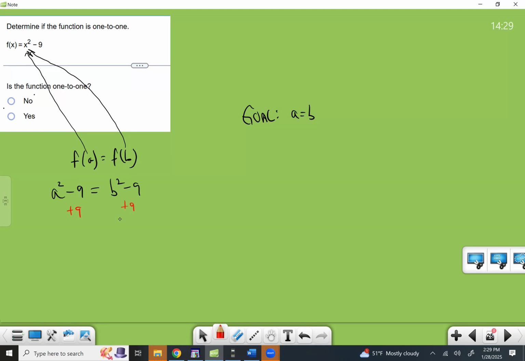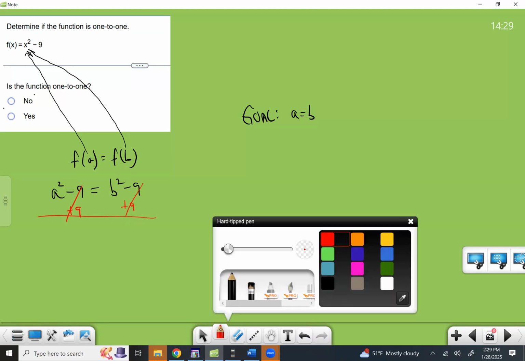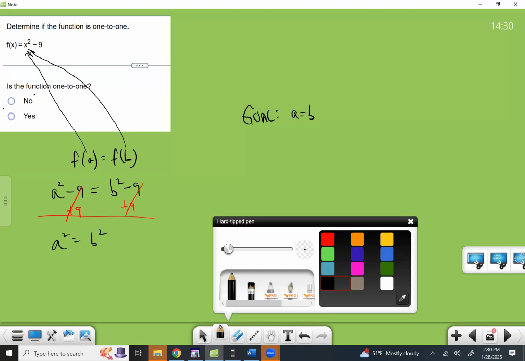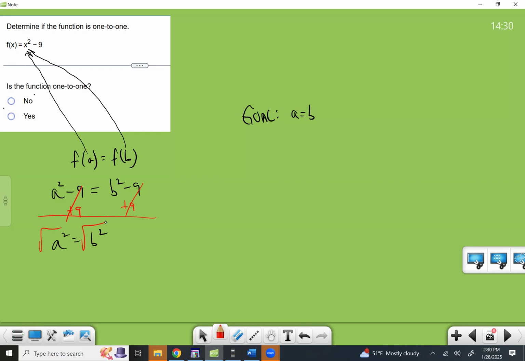So let's start by getting rid of those 9s by adding 9 to both sides. And we know that we need to square root both sides. And remember, when you square root both sides, you need a plus or minus. Okay, we've done this many times in class where we've had x squared equals 4, and we square root and we put plus or minus 2, right? So we're going to square root both sides and put plus or minus b. Now, this is not the same as a equals b. We're saying a equals b and a equals negative b.